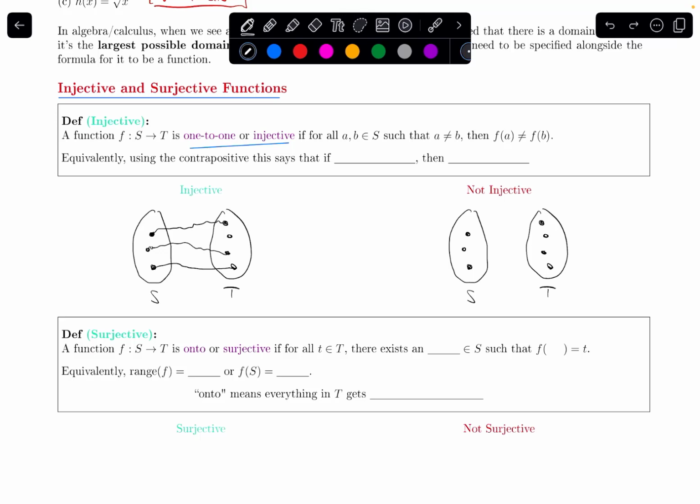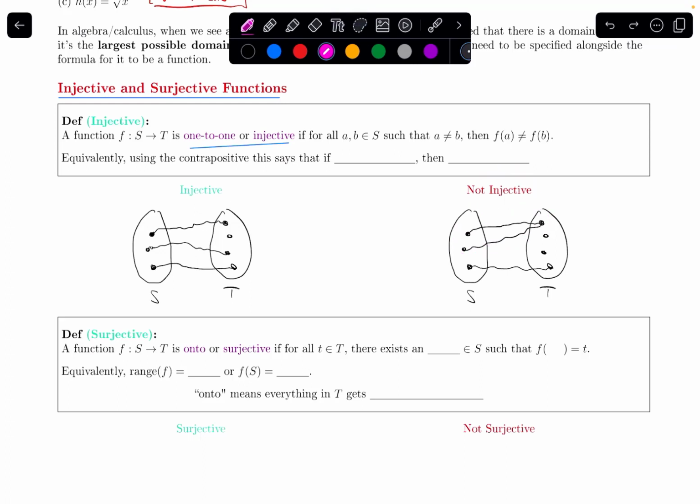That would be injective. So something that's not injective might be, well, maybe this first thing gets mapped to this, and maybe the second one also gets mapped to the same thing. And then no matter what the third one gets mapped to, the fact that there are multiple inputs with the same output makes it not injective.